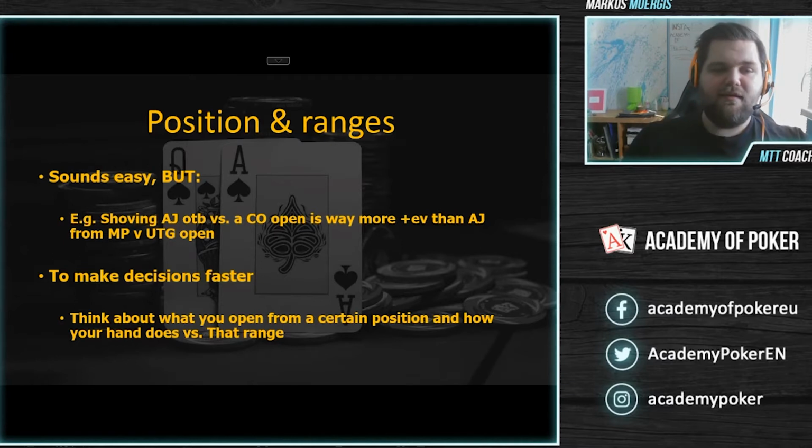As said, I have a good example. When you, for example, shove ace-jack on the button versus a cutoff open, it's way more plus EV than when you jam the same hand in middle position versus UTG. Because, of course, the ranges are the keyword here. The cutoff opening range is way bigger than a UTG opening range.